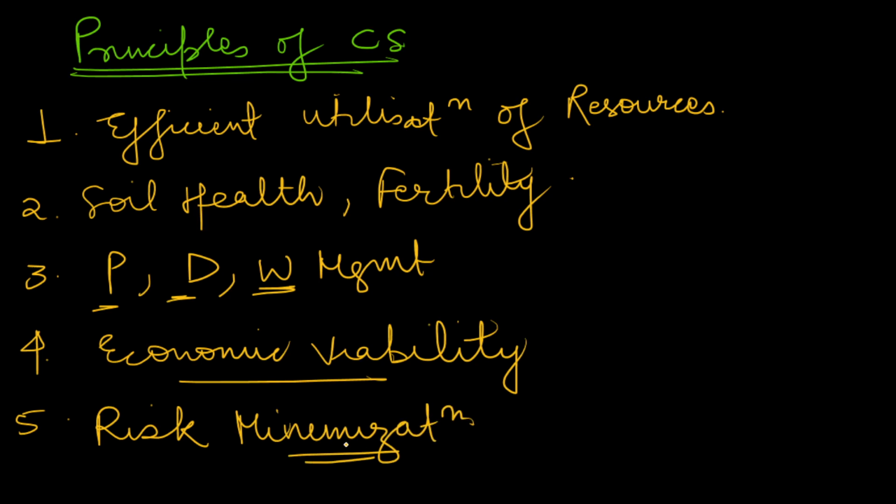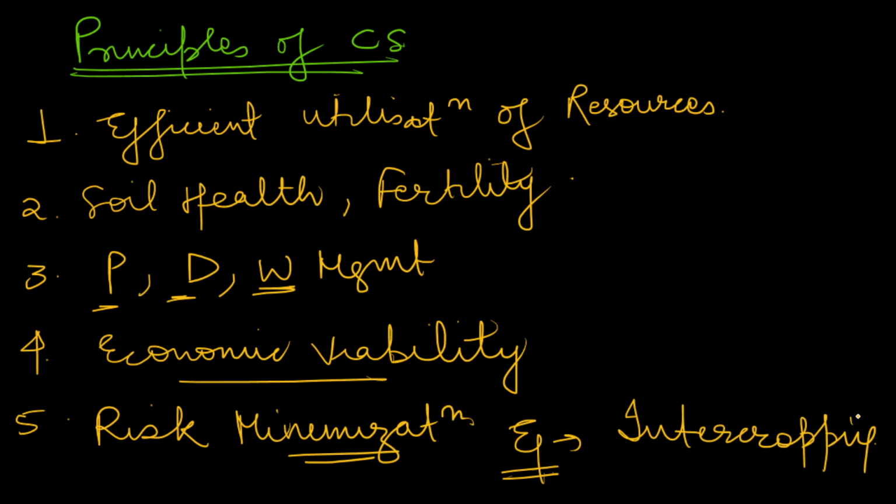Risk should be lower. We have to opt for crops with lower risk, such as millets, pulses. All these things are very much promoted by government because of their risk minimization abilities. We can give an example here with intercropping with crops such as pulses. Next, sustainability, a very important principle is sustainability. Our cropping system should be sustainable.